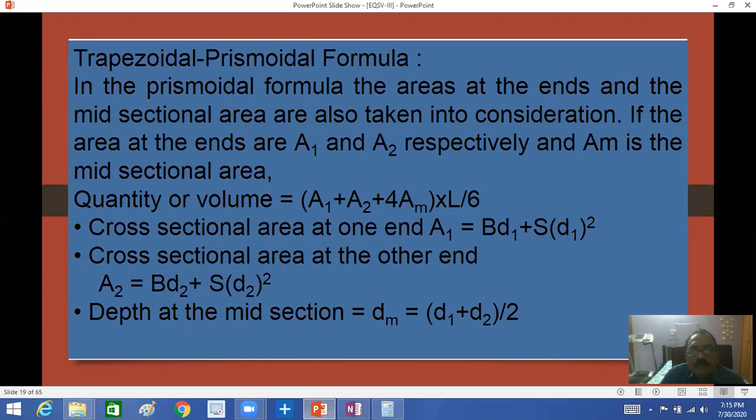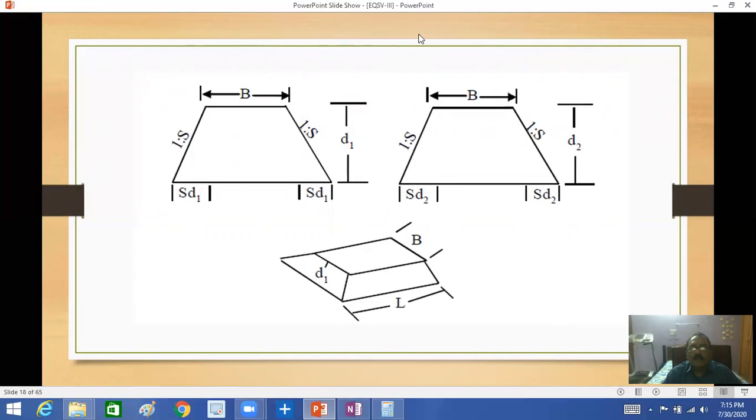See here, we have some more formulas related to calculating quantity of the earthwork, and I will explain this in the next class.